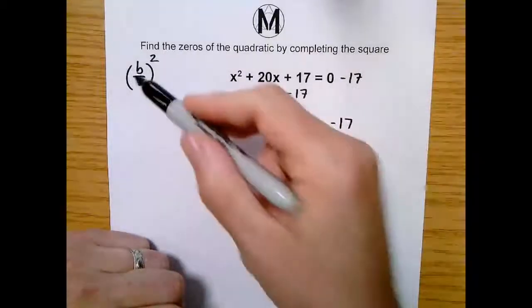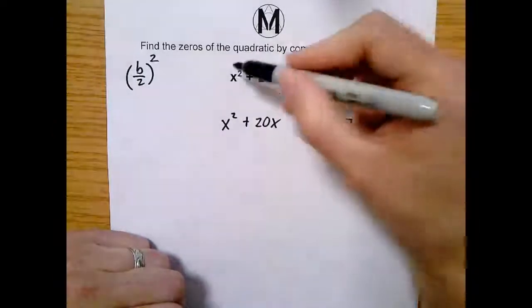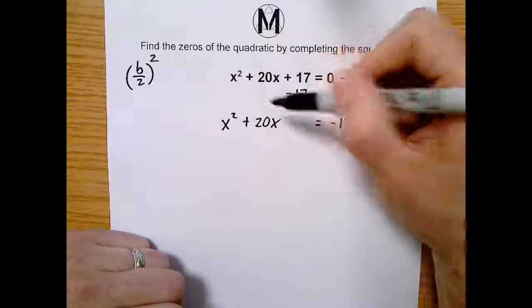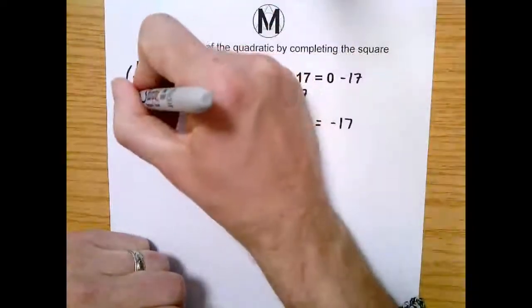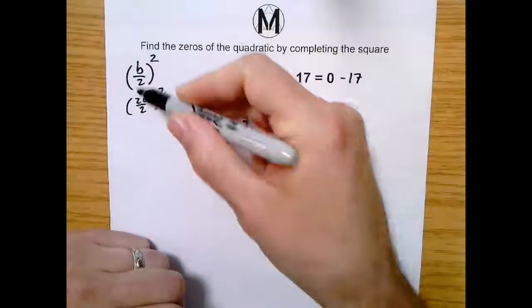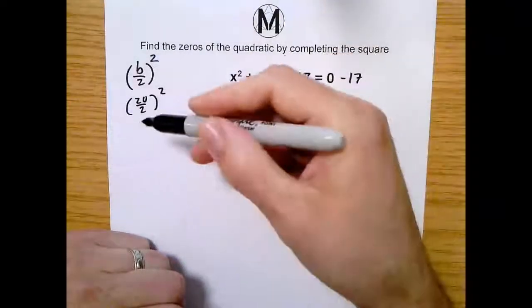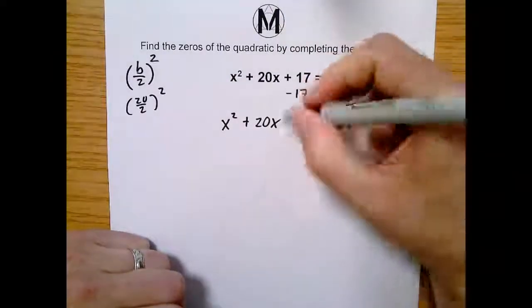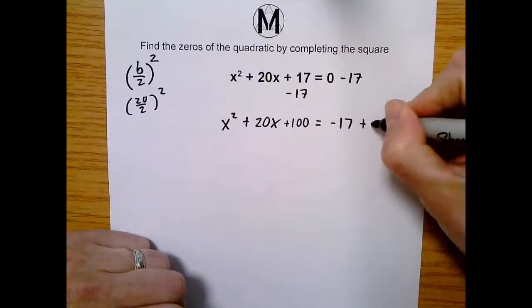Now, to find that b value, your quadratic does need to be in standard form, which it was here, ax squared plus bx plus c. So my b value is 20. So what I'm going to stick in on each side is this right here, 20 divided by 2 squared. Okay, well, what's 20 divided by 2? Well, that's 10, and what's 10 squared? That's 100. So, in essence, I'm just adding 100 to both sides. So I'm going to add 100 here, and I'm going to add 100 here.